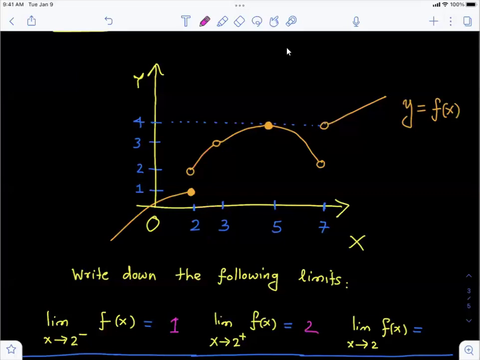And then when you look at the left limit and the right limit, look at this. The left limit is right here. The right limit is right there. So are they agreeing with each other? What do you mean by agreeing with each other? Are they really the same?